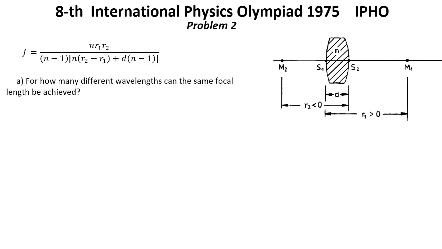Solution for problem number 2. Question A. For how many different wavelengths can the same focal length be achieved? Solution. The refractive index n is a function of the wavelength lambda. According to the given formula for the focal length f, which for a given f yields a quadratic equation in n, there are at most two different refractive indices, and so two wavelengths, for the same focal length. So that was the solution for question A.